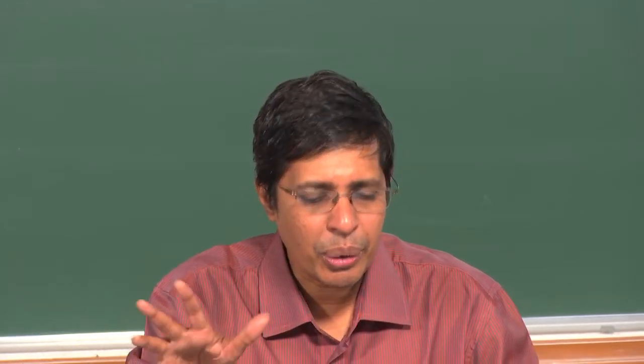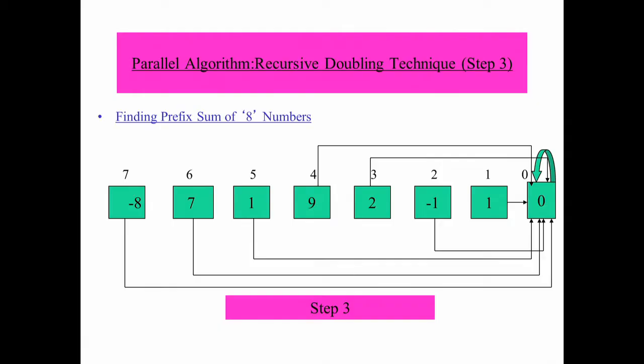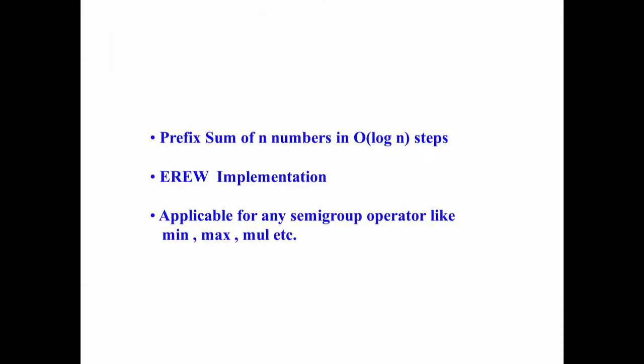So this is one. So what happens? How many processors do I have? N processors, log n time I can finish, right? So I had 8, I finished in 3 steps. So with n processors, log n time, I can finish this. So like this I can do prefix minimum, prefix maximum, prefix multiplication, everything I can do with n processors in log n steps. Okay.